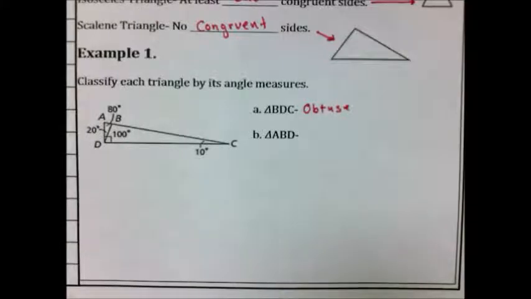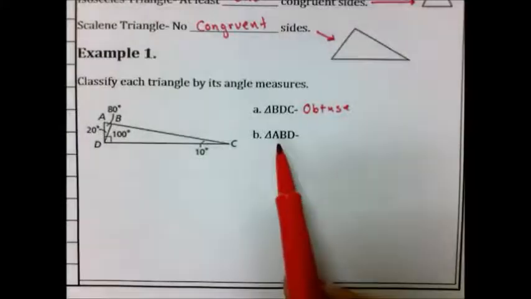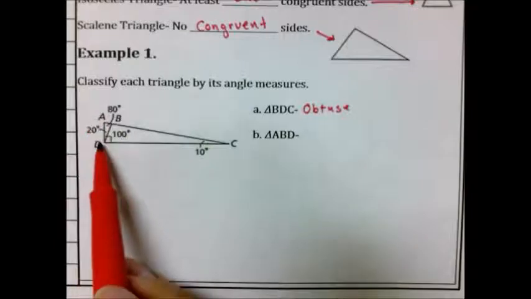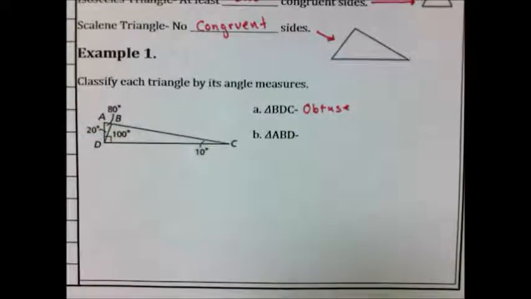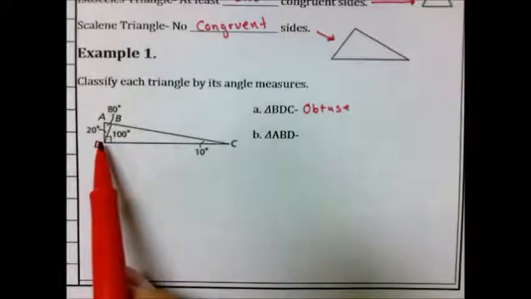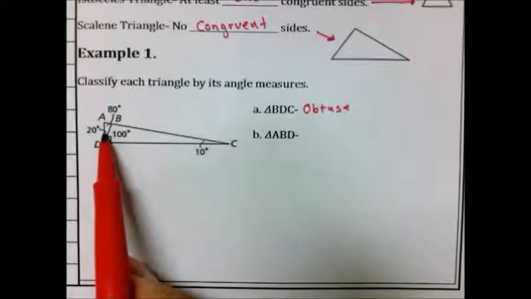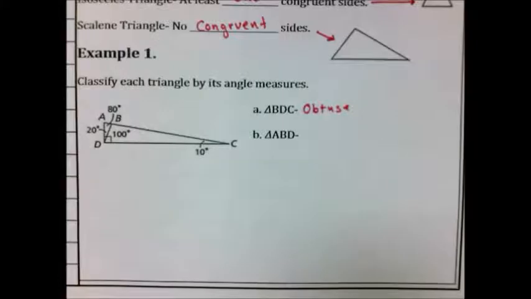All right, the second one here, triangle ABD. I want you to try that one on your own. Just know that angle D right in here is 20 degrees, and angles B and A are both 80 degrees. All right, let's go on to example 2.